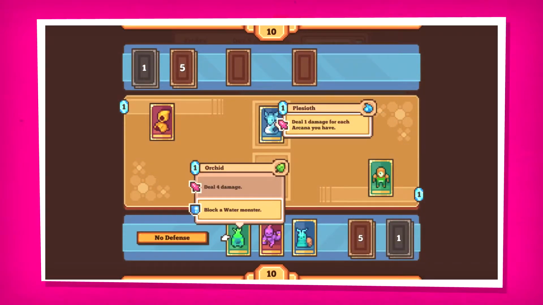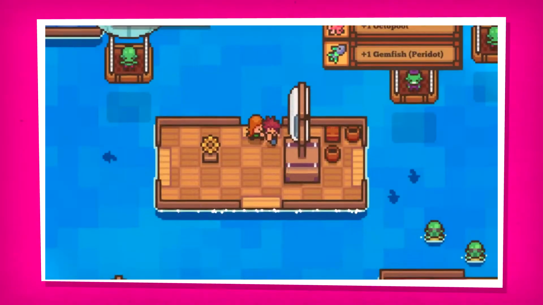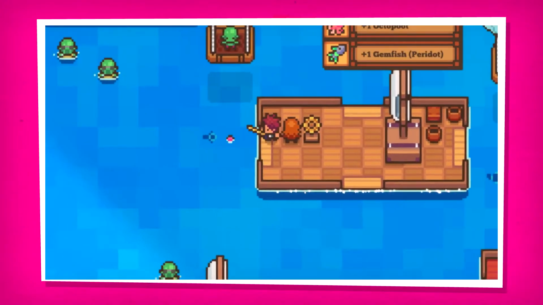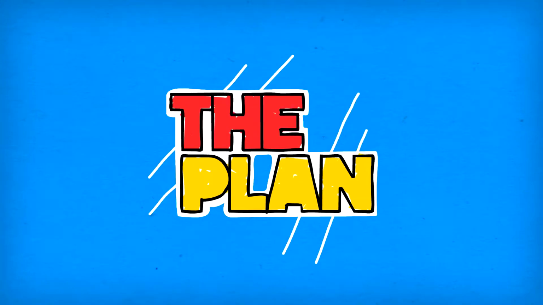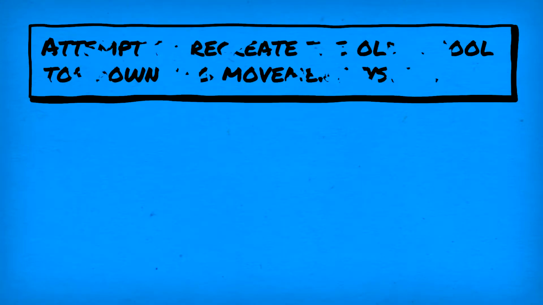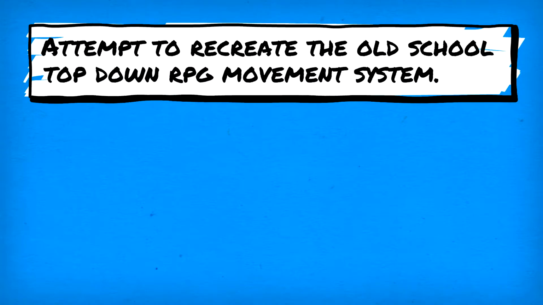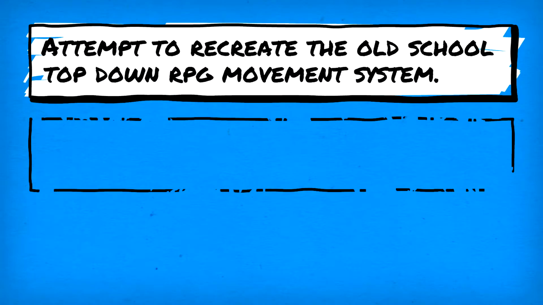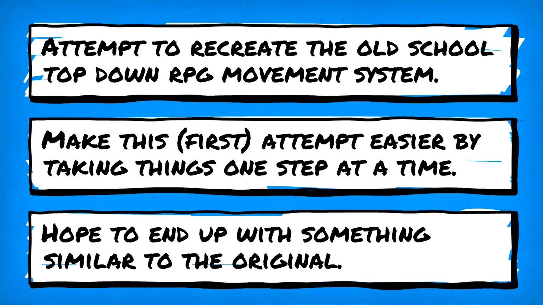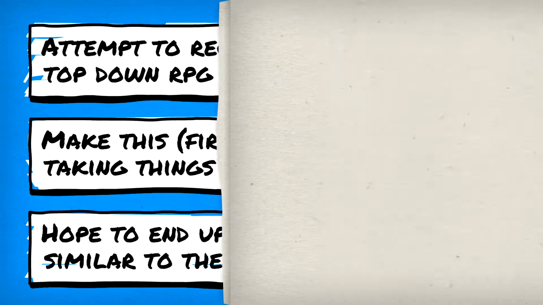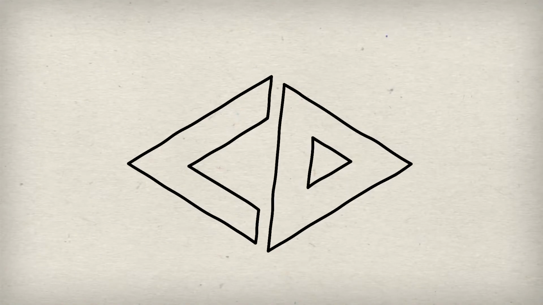Anyway, the movement in Littlewood is very much inspired by the old school RPGs of yesteryear. It's a movement style I've always wanted to try remaking, but never got around to. Which brings us to today's plan. We'll attempt to recreate the old school top-down RPG movement style. Since I've never tried this before, we'll break things down and take it step by step. And hopefully by the end of things, we'll have remade something similar to or exactly like the movement from old school RPGs. Sounds like a plan, so let's get to the coding.